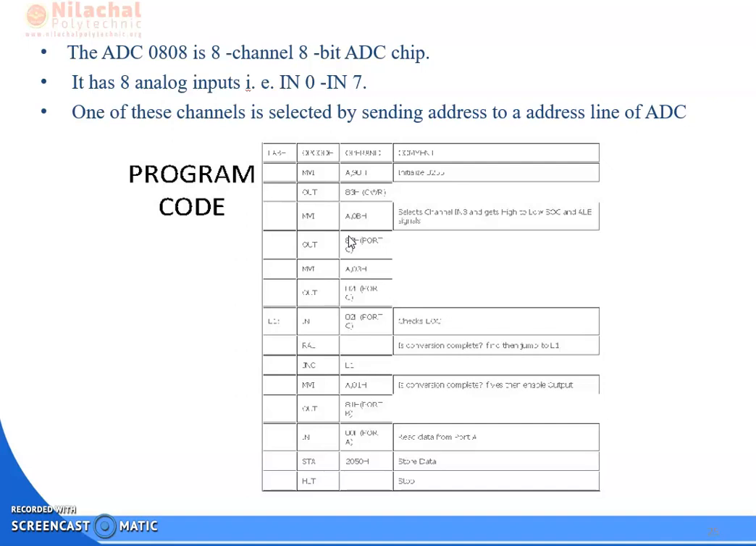Next is IN 00H. So read the digital output of the A to D converter, that is the analog to digital converter. Next CMA, that means complement of the ADC output. Next is LXI H,8100H. So load the HL pair with the 8100 memory location. Next MOV M,A. Store the accumulator content in the 8100H location. Next HLT. Halt means to stop the program. So this is the program for interfacing of the ADC.